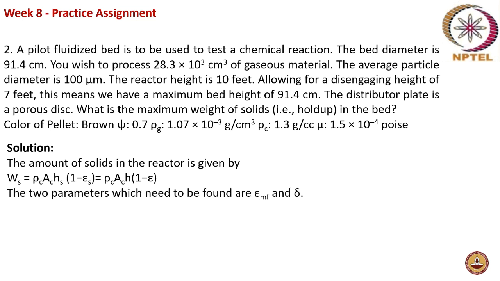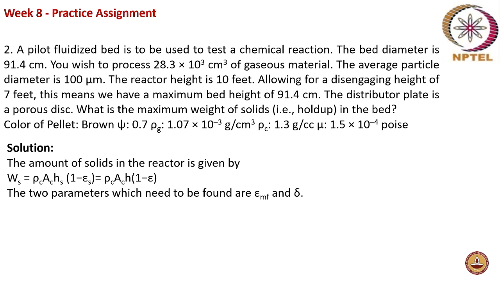So we have to find out certain basic information, like your porosity of the bed under minimum fluidization, and also your fraction of the reactor consisting of bubbles, because it's a fluidized bed reactor. So once you pass through the gas, there will be some formation of bubbles, right? So you have to find out what that fraction is also. Okay, so these are two basic parameters which you have to estimate.